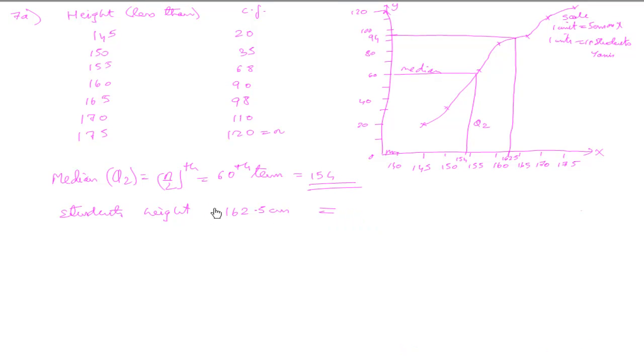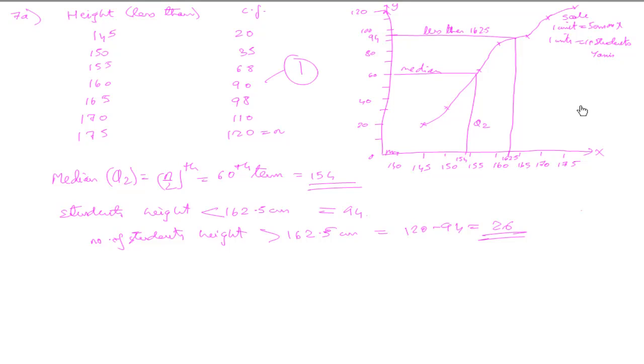Students height less than 162.5 is approximately 94. That's less than, since it's a less than curve, less than 162.5. So children, number of students whose height is greater than 162.5 centimeters would come out to be total minus this, which comes out to be 26. So children, a sum like this, which is for 5 marks, would fetch you 1 mark for the table, 3 marks for the graph.